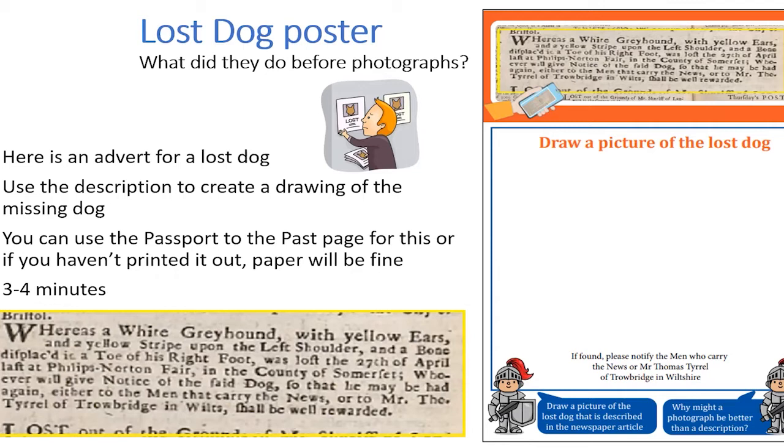Do you want me to just read that description one more time? So it's a white greyhound with yellow ears and a yellow stripe on its left shoulder. And I don't know how you would put this in the drawing, but it has a bone displaced in the toe of its right foot. Okay, do you want to give that a go? I'm not going anywhere, so if you have any questions, just give me a wave.